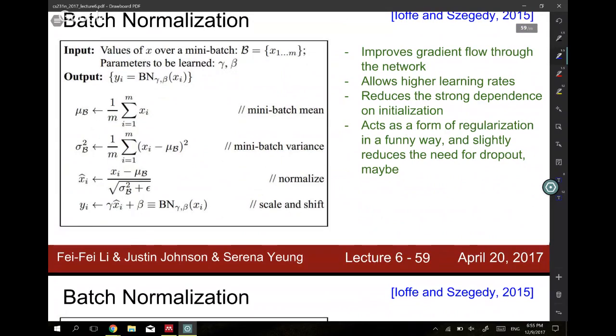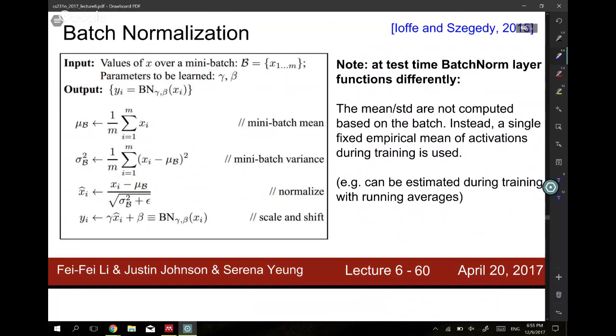Okay, so during test time, we don't do the mean and variance computation. What we do is make use of whatever means and variances we computed during training. These means and variances can be, for example, computed using running averages, because we are doing stochastic gradient descent with many batches, so we want to take some average of the means and variances that are computed.